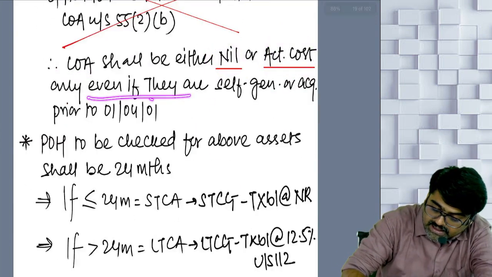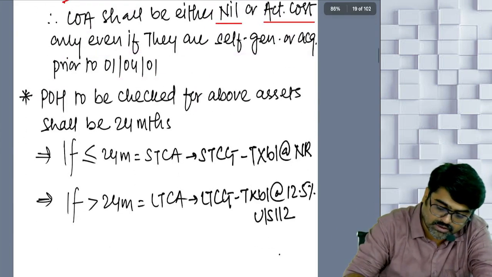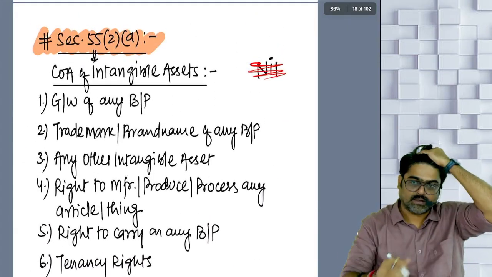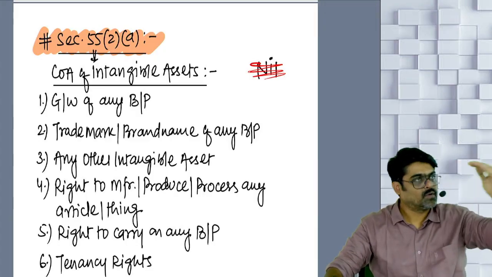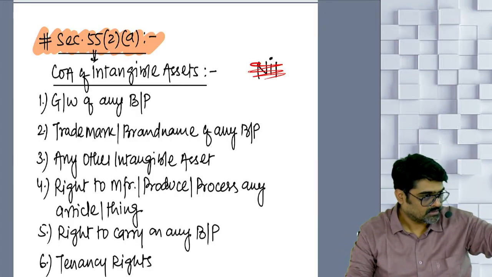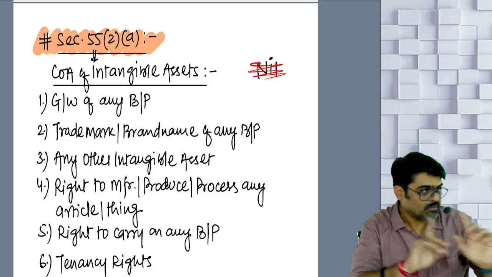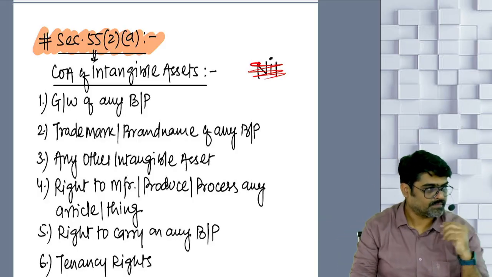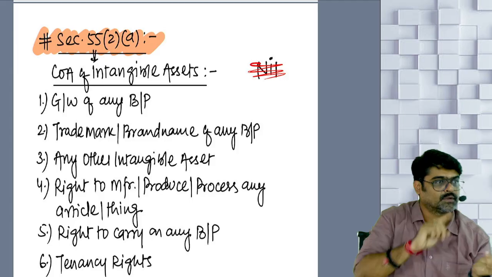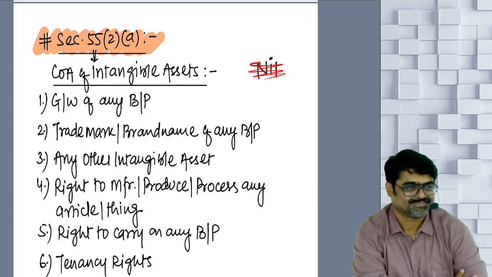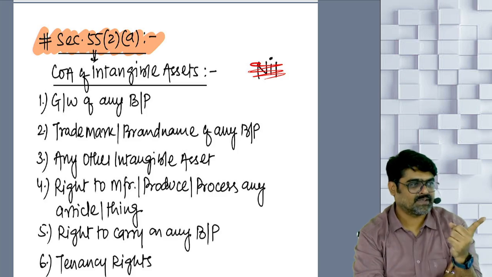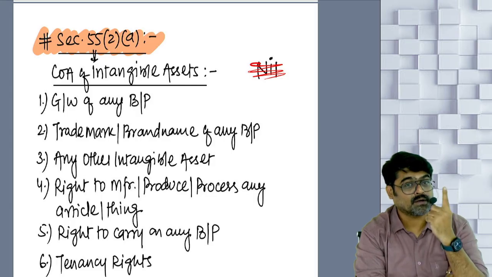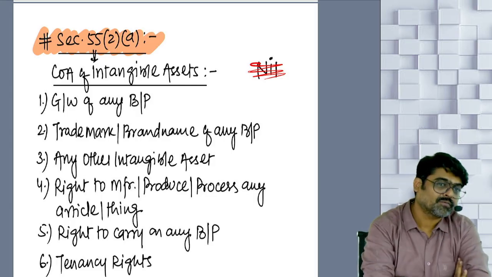Even if they are self-generated or acquired prior to 1st April 2001, now tell me, these assets you are transferring right now. Full value of consideration minus transfer expense, net consideration. Now you know the cost. Reduce this cost. Gain will be there. Short term or long term? Nature of the gain depends on type of asset, and type of asset depends on period of holding. What will be the period of holding of these assets?